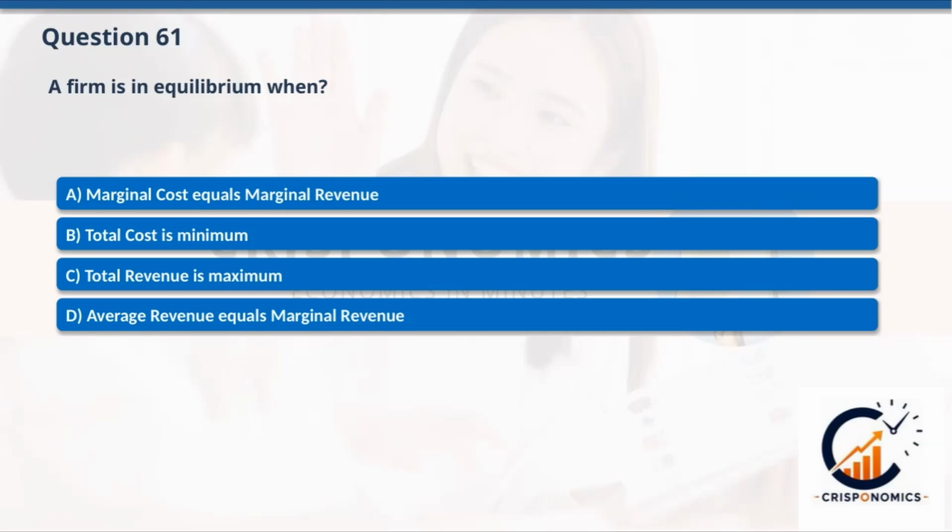A firm reaches equilibrium when its marginal cost equals its marginal revenue. This means the cost of producing one more unit matches the revenue gained from selling it. At this point, total revenue is at its maximum, and total cost is minimized, balancing profit and efficiency. Understanding this balance helps us see how firms decide the optimal level of production to maximize their gains.